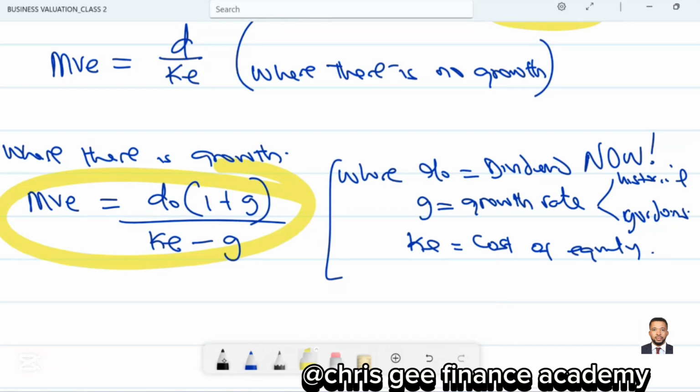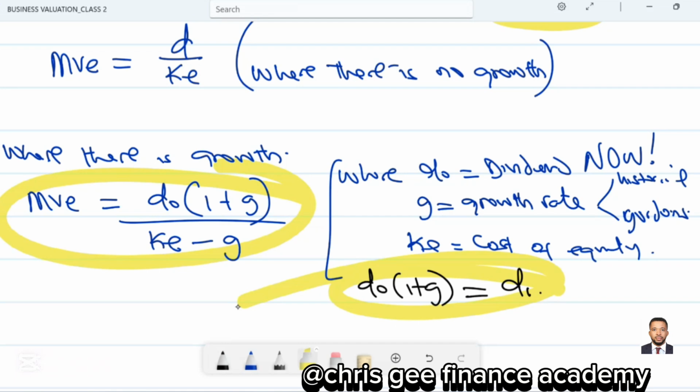Remember that your D0 (1 plus G) equals D1, where a future dividend is given to you. It means there's no need to apply the growth again, because the growth is already there. I believe we are all familiar with this at this point. Any issue? This D0 into 1 plus G, D0 is the dividend when? Now. So if I'm told that dividend next year is 20 naira, what that simply means is that the growth from now to next year has already been applied.